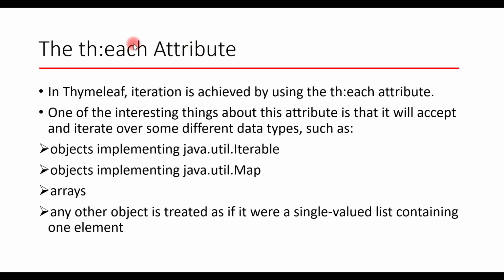So we use this attribute to iterate over a list or array or any other objects that Thymeleaf supports. Alright, in Thymeleaf, the iteration is achieved by using each attribute. Okay, one of the interesting things about this attribute is that it will accept and iterate over some different data types such as objects implements iterable interface, objects implements map interface, and arrays, and any other object is treated as if it is a single valued list containing one element. Alright, so we can use each attribute to iterate over these kind of different data types. Okay, we'll see this usage of this attribute in action a bit later.